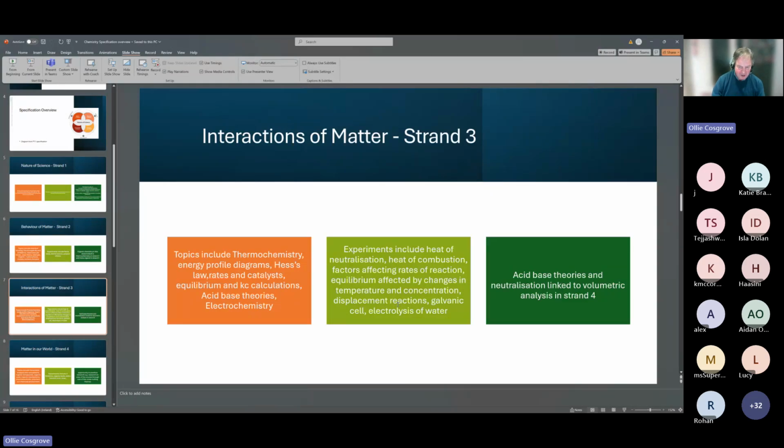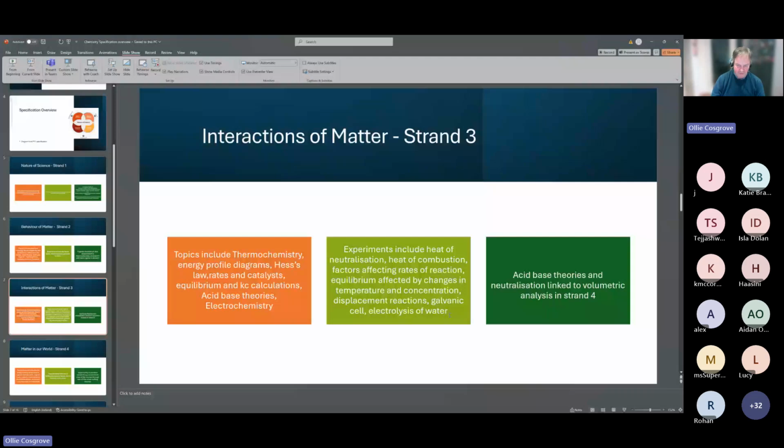So for example, if you put a piece of magnesium in copper sulfate and then take it out, the magnesium will get coated in copper. So that's an example of a displacement reaction. There's a bit more emphasis on that. The galvanic cell was on the old course. The electrolysis of water was on the old course. But there's a bigger link about the use of batteries.